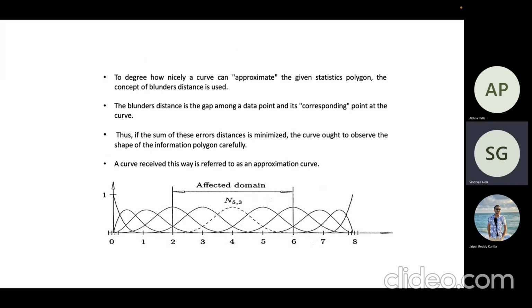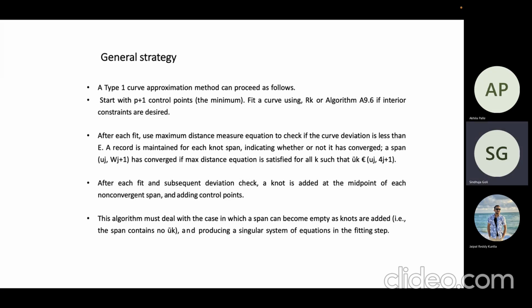To judge how nicely a curve can approximate the given data polygon, the concept of error distance is used. The error distance is the gap between a data point and its corresponding point on the curve. Thus, if the sum of these error distances is minimized, the curve ought to follow the shape of the data polygon closely. A curve obtained this way is referred to as an approximation curve. So here, if we see in the picture, it shows the affected domain, the points till 2 and 6, and it has n5 and 3. Next, we have the general strategy.